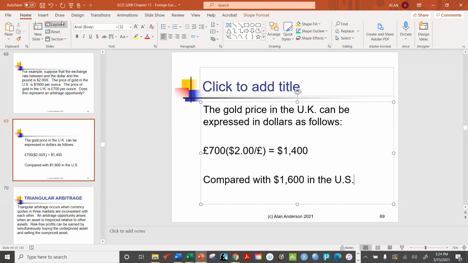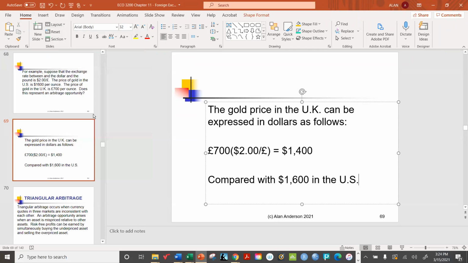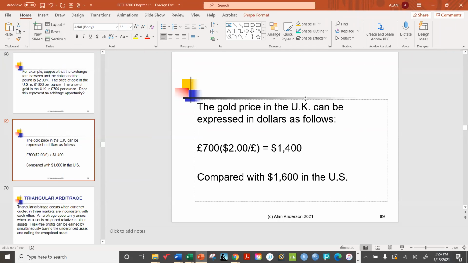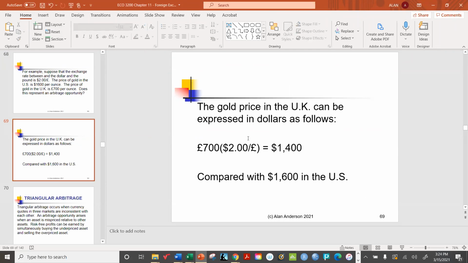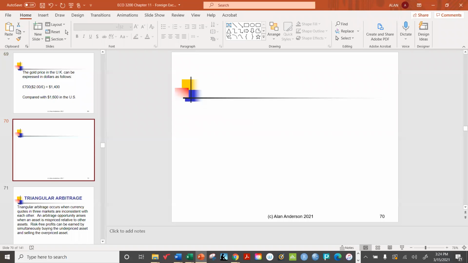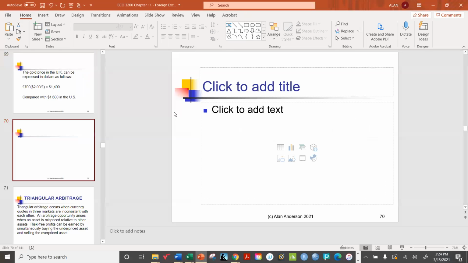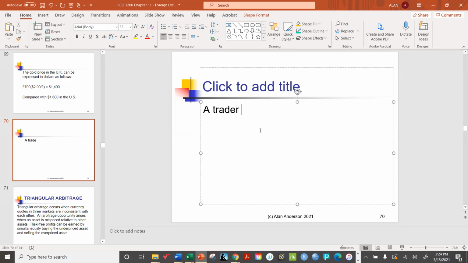Well, something's out of whack. How can gold be so cheap in the UK and so expensive in the United States? Well, the answer is it can't. These markets are inefficient. They're inconsistent with each other. So a trader can do the following.